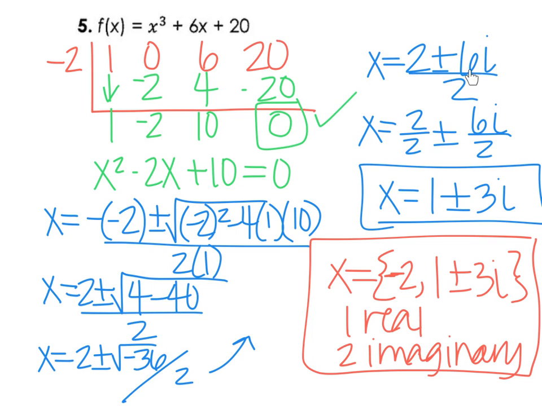Divide both terms in the numerator by 2. You end up with x equals 1 plus or minus 3i. Now, because you got a remainder of 0 here, we know -2 is one of our solutions, one of our roots, and 1 plus or minus 3i are our other two roots, and they're both imaginary. So we have one real root, or zero, and two imaginary zeros. And that is our solution.